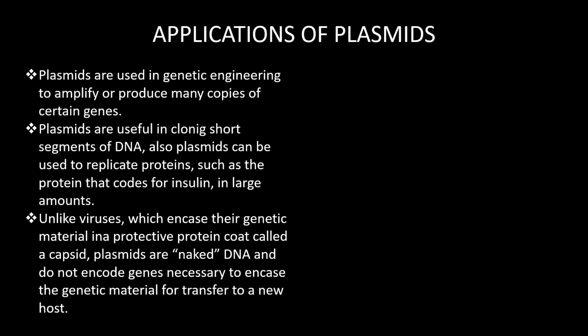Now, where can we apply them? Unlike viruses, which encase the genetic material in a protective protein coat called a capsid, plasmids are naked DNA. They do not encode genes necessary to encase the genetic material for transfer to a new host. Plasmids are used in genetic engineering to amplify or produce many copies of certain genes. Plasmids are useful in cloning segments of DNA, and plasmids can also be used to produce proteins, such as the protein that encodes for insulin, in large amounts.